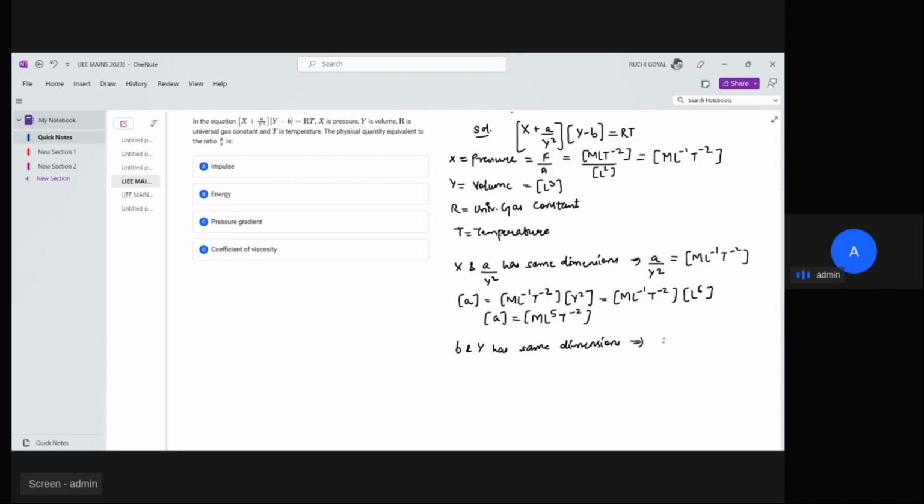Okay. So what will be the dimensions of B? It will be equal to the dimension of Y. So what is the dimension of Y? Y is volume, so it will be L cube. Right? Let's find the dimension ratio A divided by B. A divided by B we have to find.